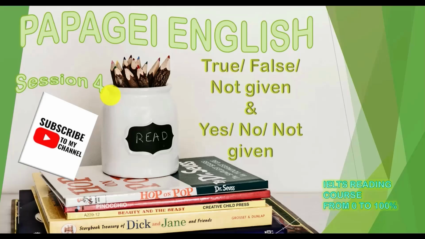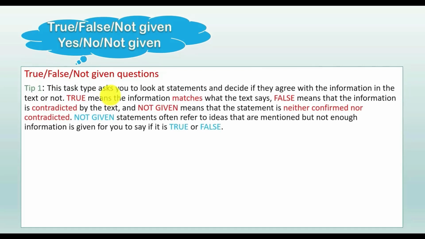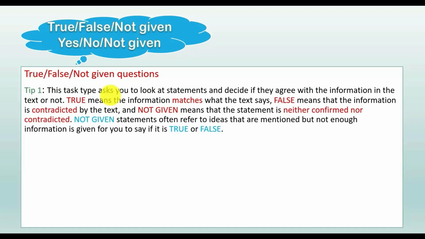Now, let's start our today's session. True, false, not given. Now let's start with our tips. Tip number 1. This task type asks you to look at statements and decide if they agree with the information in the text or not. True means the information matches what the text says. False means that the information is contradicted by the text. And not given means that the statement is neither confirmed nor contradicted. Not given statements often refer to ideas that are mentioned, but not enough information is given for you to say if it is true or false.